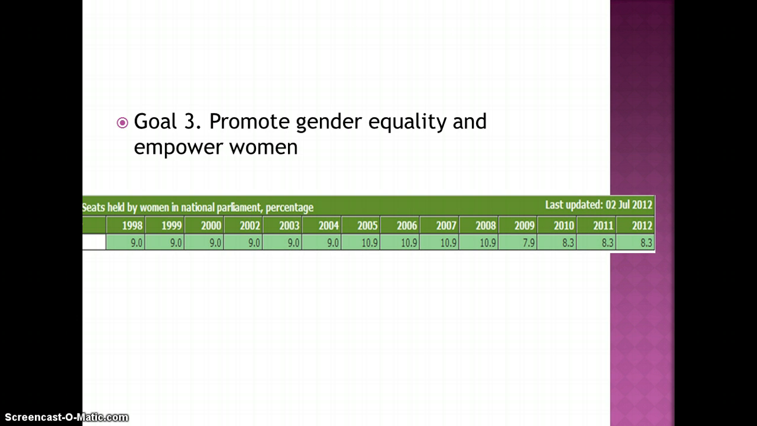Goal 3, promote gender equality and empower women. So here we're looking at the seats held by women in national parliaments, the percentage of women in the national parliament for Ghana. As you can see, the figure is not really changing. From 1998, you've got 9%. We have a rise in 2005, 2006, 2007, 2008 with 10.9%. By 2012, it's dropped back down to 8.3.